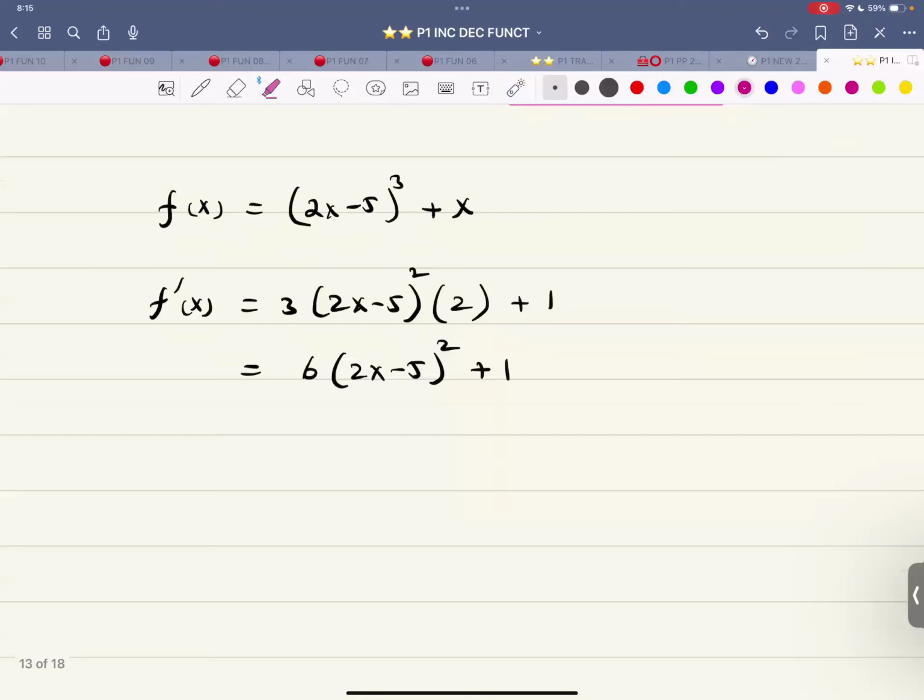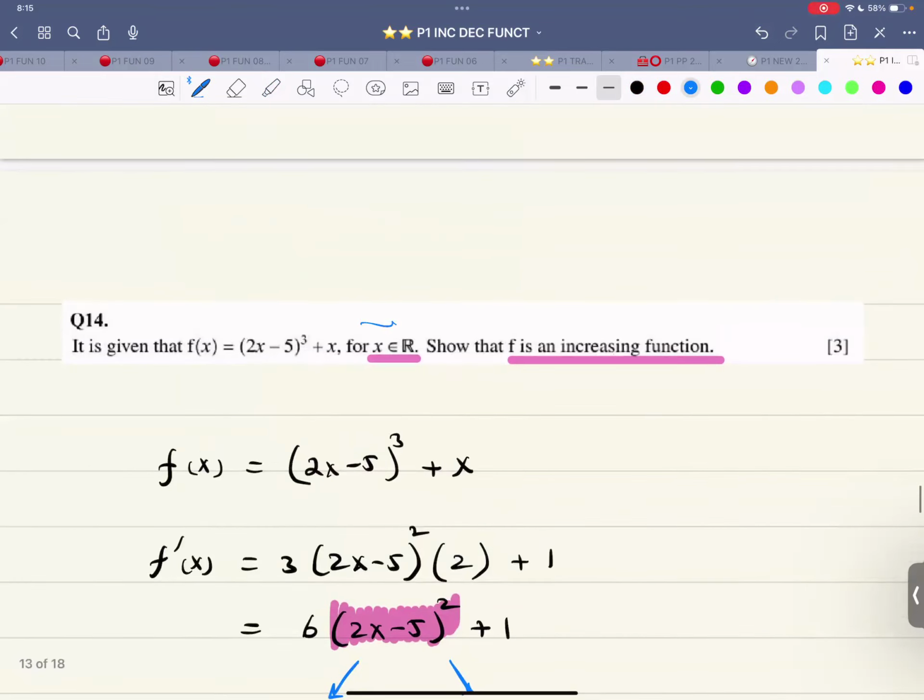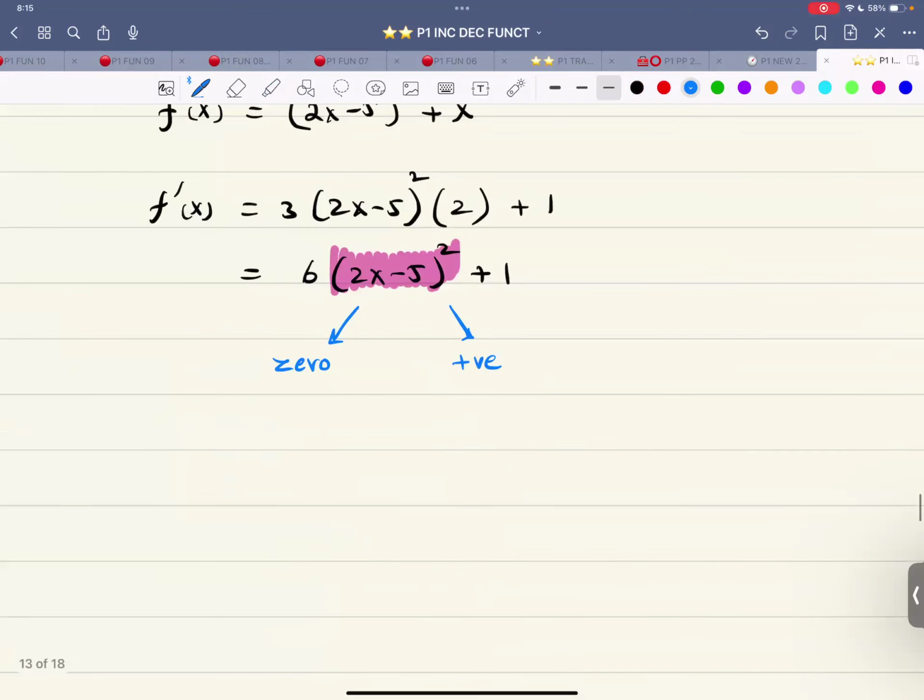Now let's focus on this. This thing over here, (2x minus 5) the whole thing squared, can either be 0 or it can be positive. No issue, because we have all the real values.